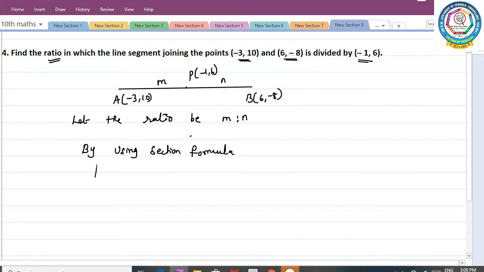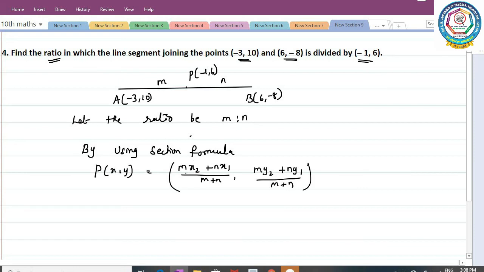What is the section formula here? P of x comma y equal to (m into x2 plus n x1) by (m plus n) comma (m into y2 plus n into y1) by (m plus n). So we have to find out the ratio. See this one as it is m is to n.